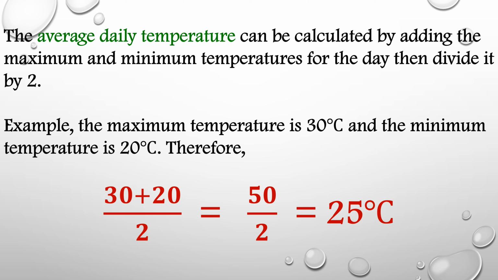Once again, we simply add the maximum temperature to the minimum temperature. Then we divide by 2, because we're only dealing with 2 temperatures, the maximum and minimum temperature. And then, after adding them, we will divide that total by 2. The answer we get from dividing that total by 2 is our average daily temperature.